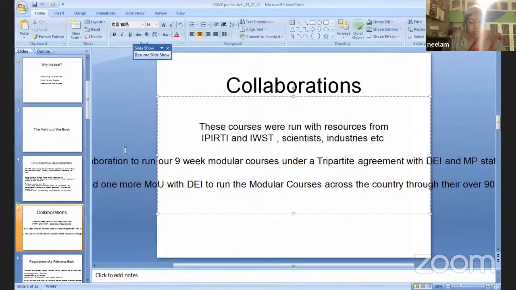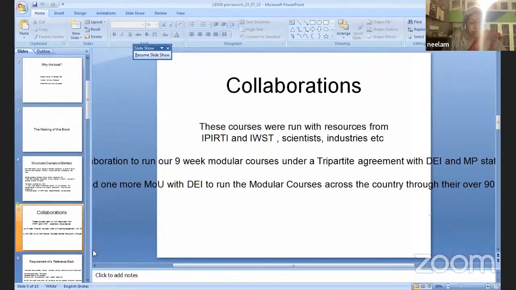And then in 2014, in collaboration with DEI, we ran our 9-week modular course under a tripartite agreement with the Dalbagh Educational Institute, MP State Bamboo Mission and CGBMT. I prepared, as per the university norms, a whole courseware for the course, which was supposed to be for 9 weeks, with exams and all that as per the National Skill Development Council.